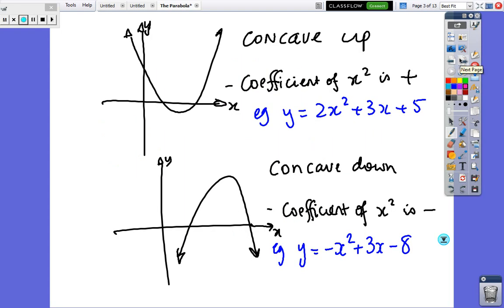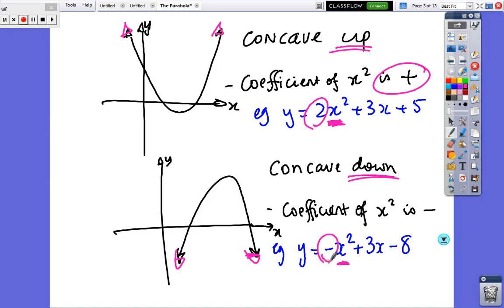Okay, so we're talking about concavity. Okay, so when it's facing up, when it's going up, we call that concave up, and when it's going down, we call that concave down. And what you do is you look at the coefficient of x squared. So there's the x squared term. That number is a positive number, so it's going to be concave up. So for the second one, we look at the x squared term. That coefficient is negative, and so it's called concave down.